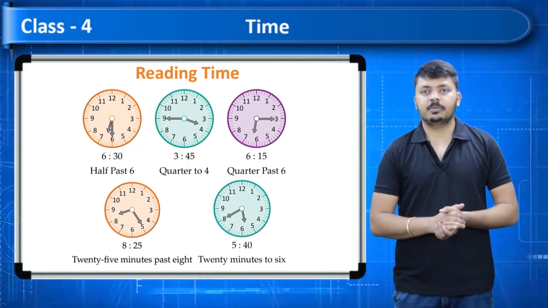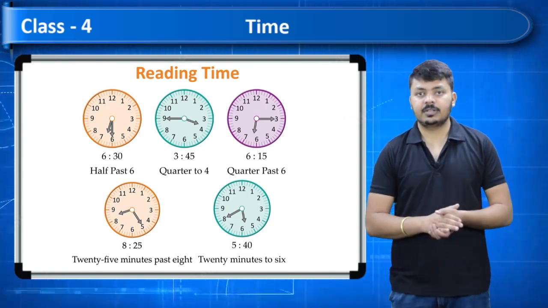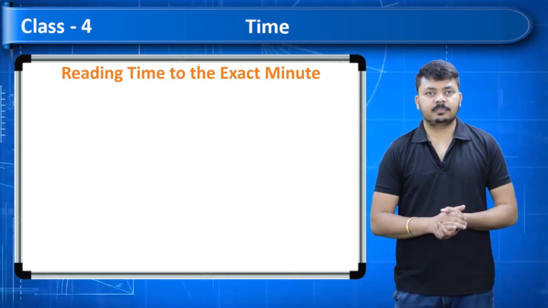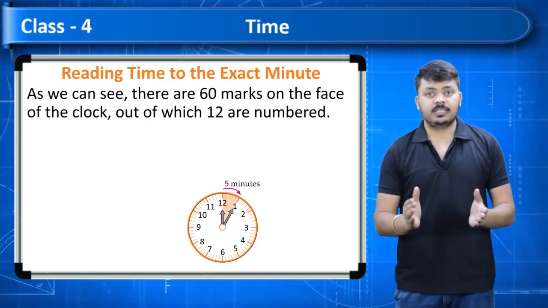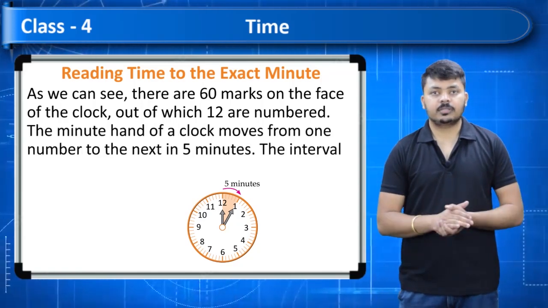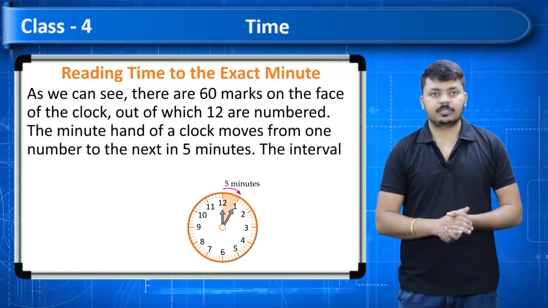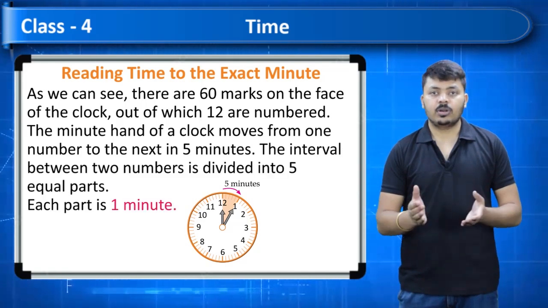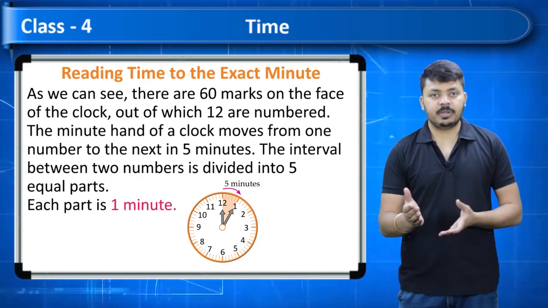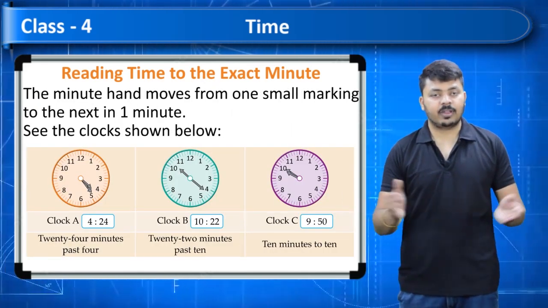When the minute hand is before 6, we read it as past. When the minute hand is after 6, we read it as to. Reading time to the exact minute. As we can see, there are 60 marks on the face of the clock, out of which 12 are numbered. The minute hand of a clock moves from one number to the next in 5 minutes. The interval between two numbers is divided into 5 equal parts. Each part is 1 minute.